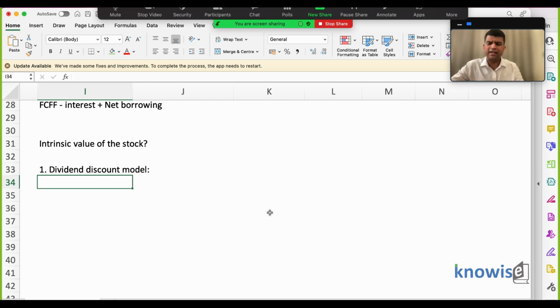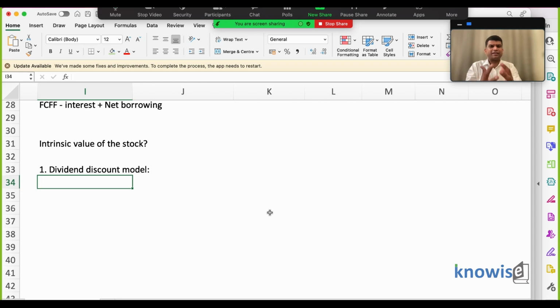So let's understand the dividend discount model first. What is the dividend discount model and how does it work? It is based on a basic concept that we call perpetuity. What is a perpetuity? Perpetuity is nothing but a set of cash flows for an infinite period, or there is no end to that particular cash flow.